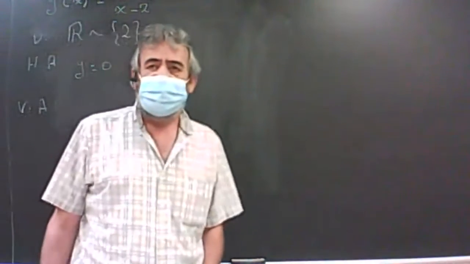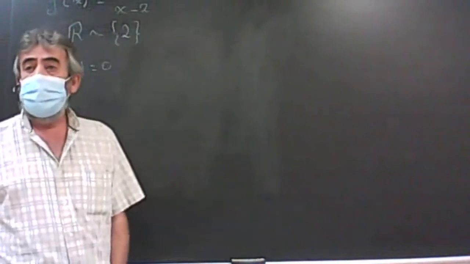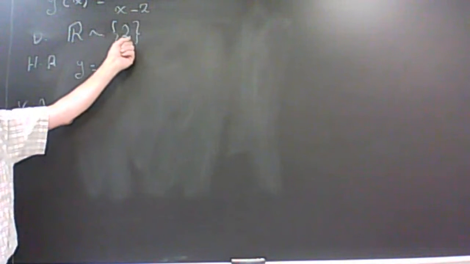Vertical asymptote, we said we look at the possible vertical asymptotes. What are the possible vertical asymptotes? They are the exclusions. So the only exclusion here we have is 2. Is 2 an asymptote? Well, 2 has multiplicity 1. The numerator is never 0, correct? So therefore it is an asymptote.